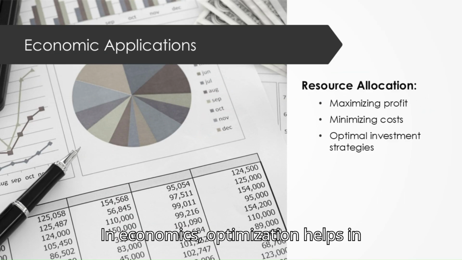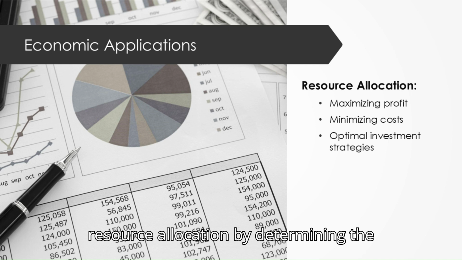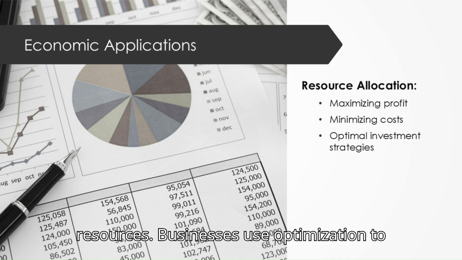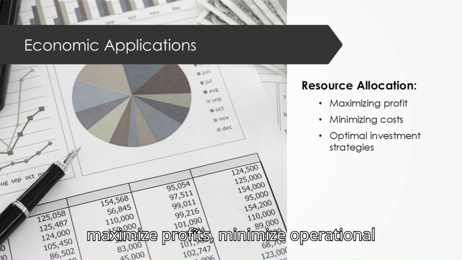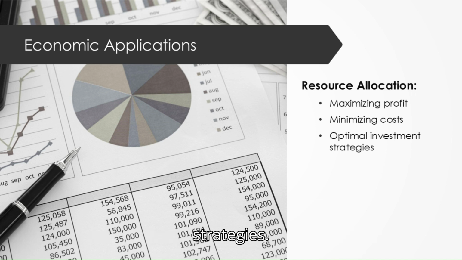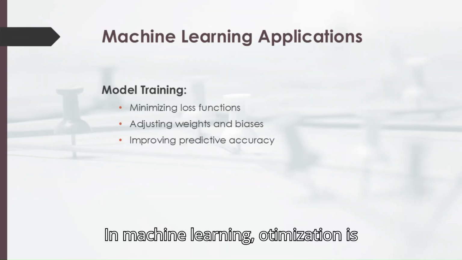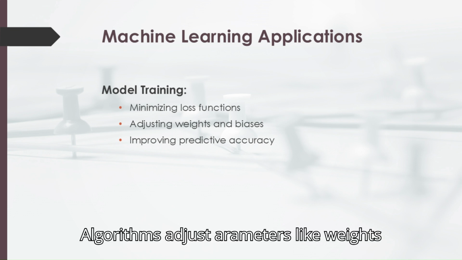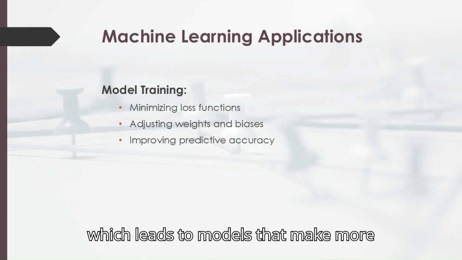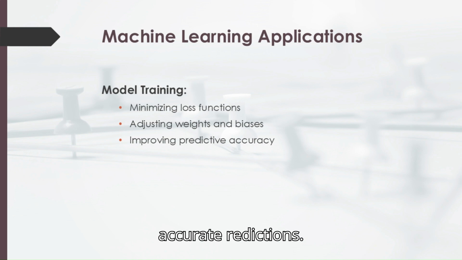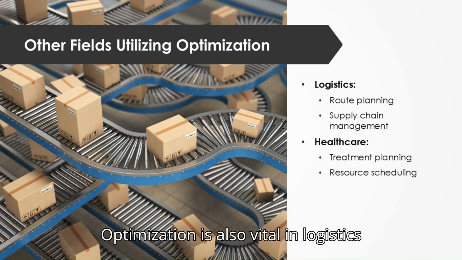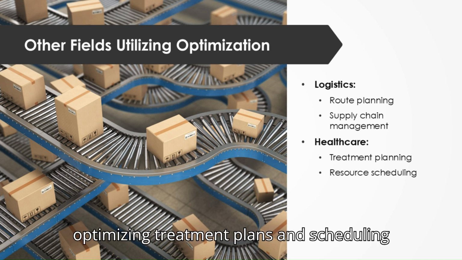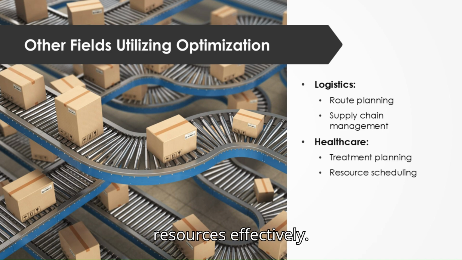In economics, optimization helps in resource allocation by determining the most efficient way to distribute limited resources. Businesses use optimization to maximize profits, minimize operational costs, and develop optimal investment strategies. In machine learning, optimization is fundamental for training models. Algorithms adjust parameters like weights and biases to minimize loss functions, which leads to models that make more accurate predictions. Optimization is also vital in logistics for efficient route planning and supply chain management, and in healthcare for optimizing treatment plans and scheduling resources effectively.